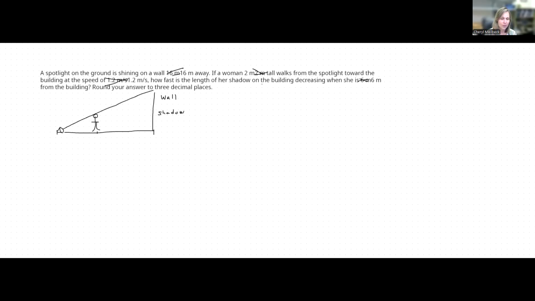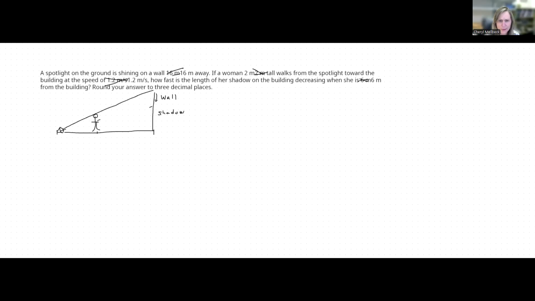Okay, so we want to know how fast her shadow is decreasing. If we drew another little gal here, another little person who's not little, she's very tall, but if she was here, then her shadow on the wall would be smaller. So this shadow is decreasing. That's what this problem is talking about. Let's erase this person.